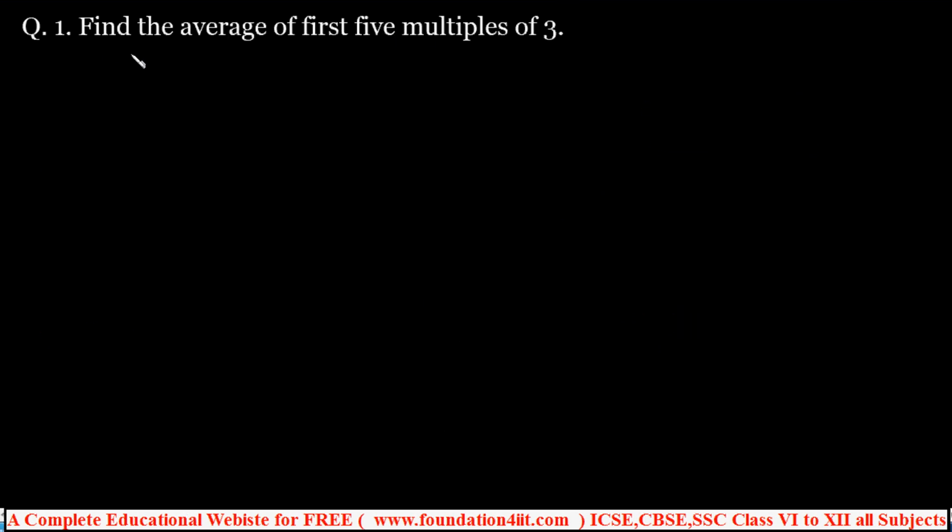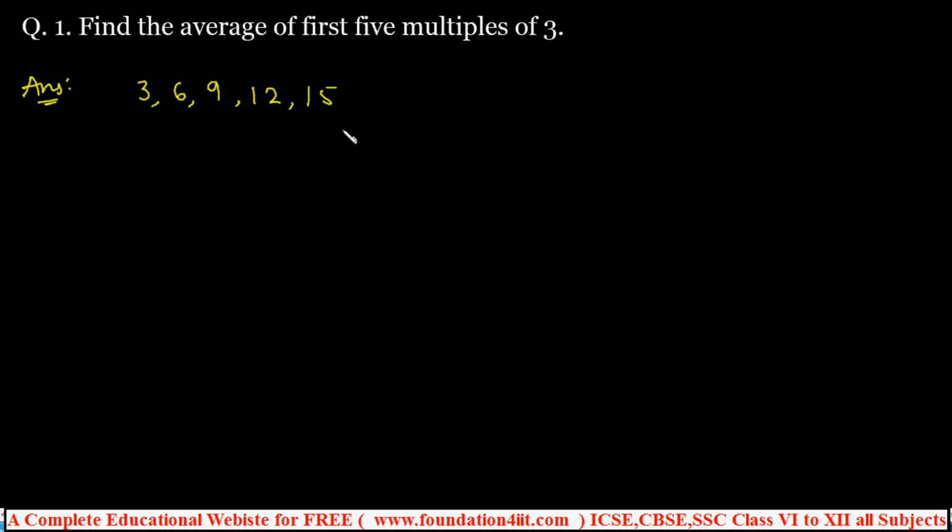Question number 1. Find the average of first 5 multiples of 3. So we need to understand the question clearly. The first 5 multiples of 3 are 3, 6, 9, 12, 15. First 5 only.